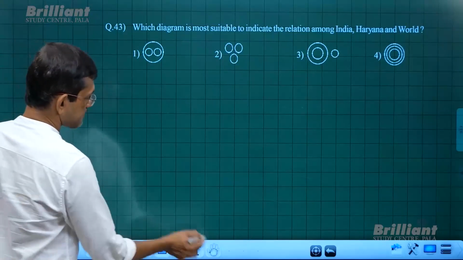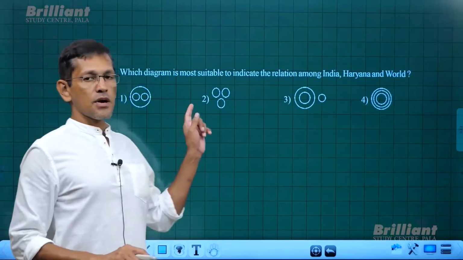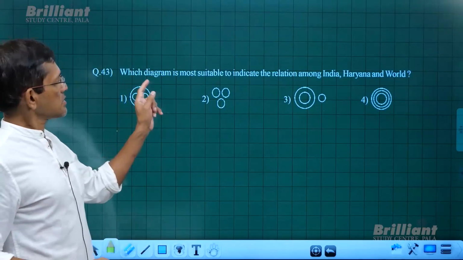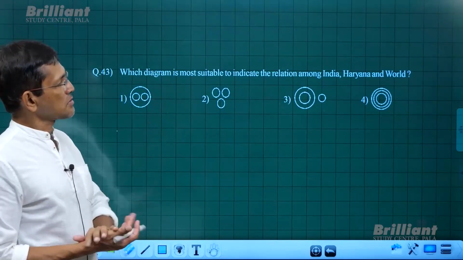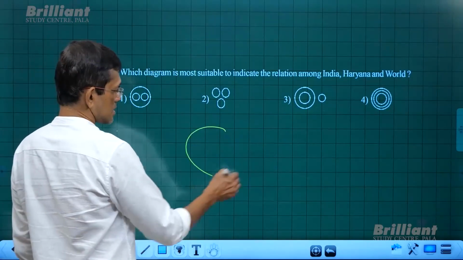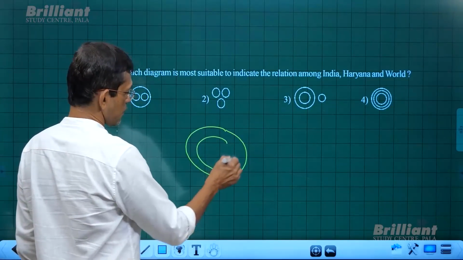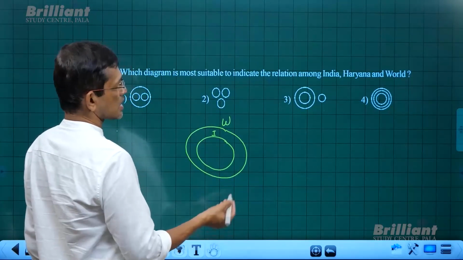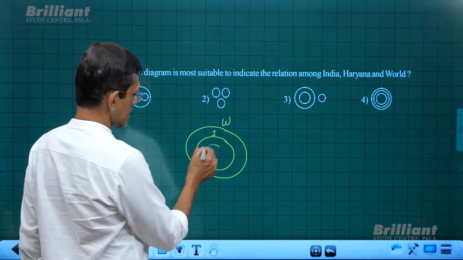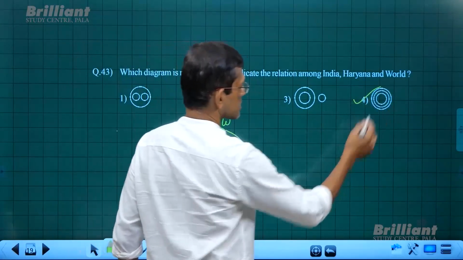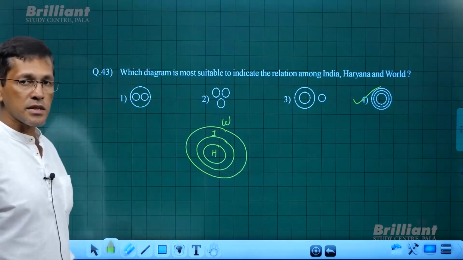Now 43. These are the logical Venn diagram questions. Which diagram is most suitable to indicate the relation among India, Haryana and world? So we know that India is inside the world, right? So world, then India. Then, of course, Haryana is inside India. So Haryana is here. Ultimately, what is that answer? Fourth one. At a glance, you can get the answer. Simple question.